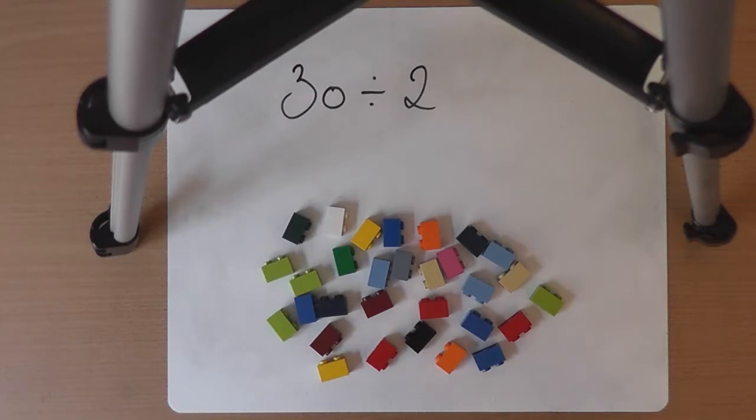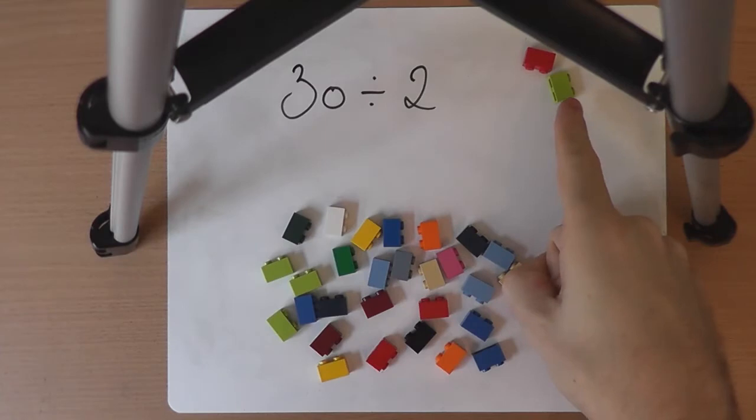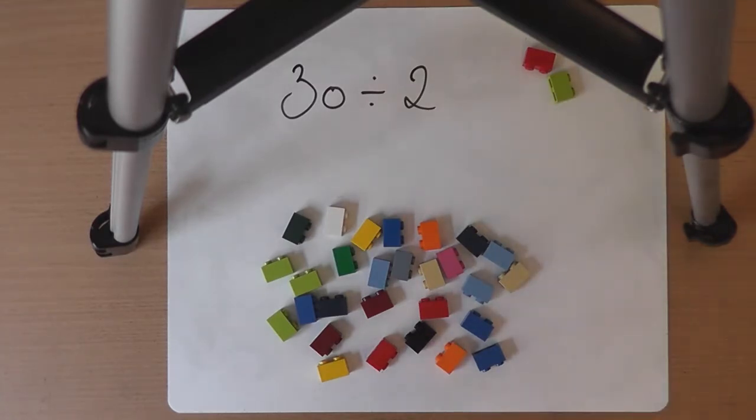Now I'm going to focus on the "how many" definition of divide. I'm going to work out how many 2's there are in 30. To do that, I could take these 2 out and put them to one side, and there's definitely one 2 in 30, because there it is.